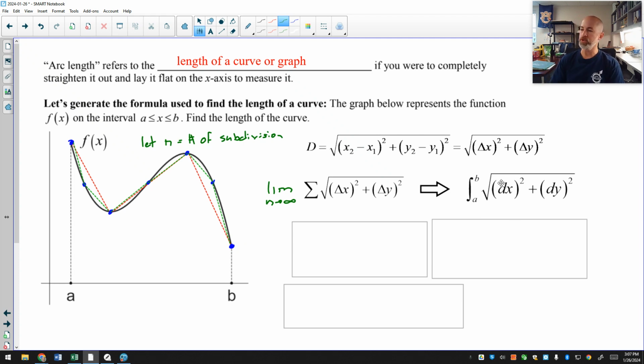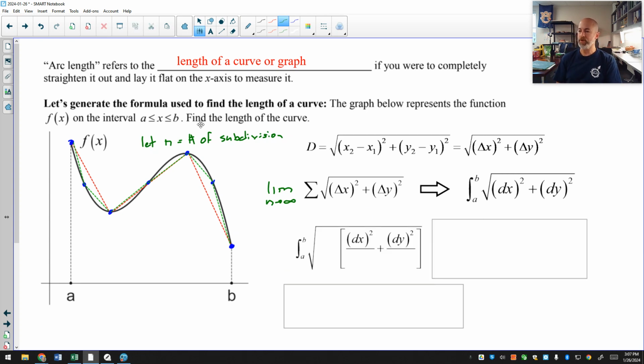So what we're going to do with that is we're going to tweak that formula, the square root of dx squared plus dy squared, so that it becomes something that we can work with. And I'm going to do just a little bit of algebra with it. And I'm going to start by dividing both the dx squared and the dy squared by dx squared.